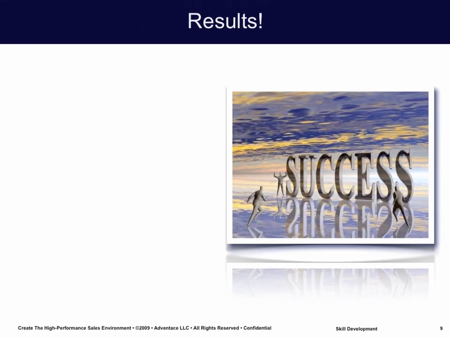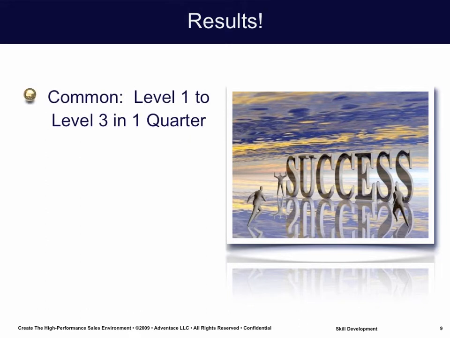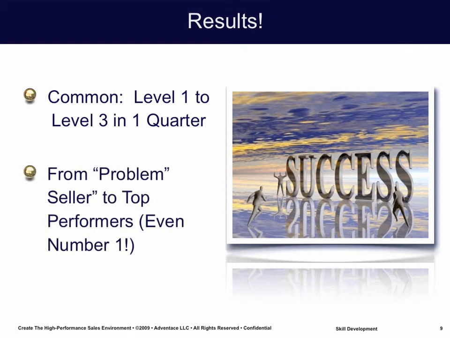As a result, our clients have seen dramatic, rapid, metric-based performance improvement by their salespeople. It is very common for sellers to progress from level 1 to level 3 in only one quarter. We've also had people who were referred to by their managers as problems become top performers because their anchor had literally been removed. This is often accompanied by subsequent quota achievement and a turnaround in that seller's career.